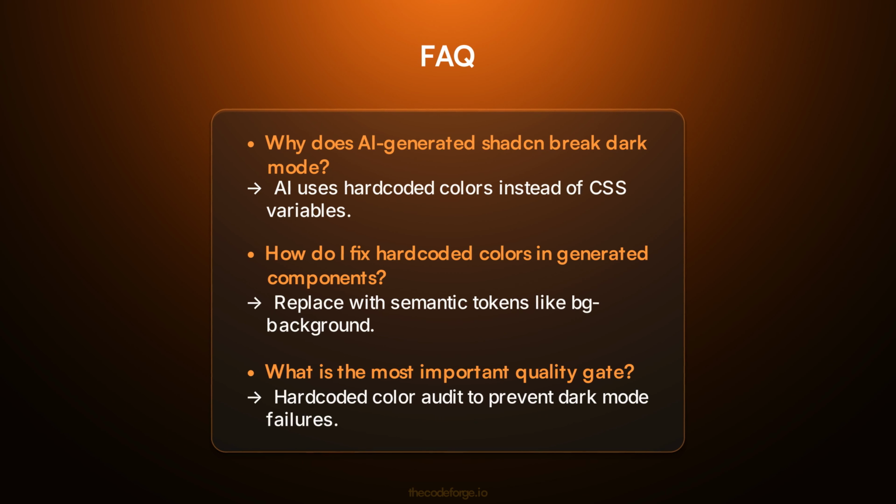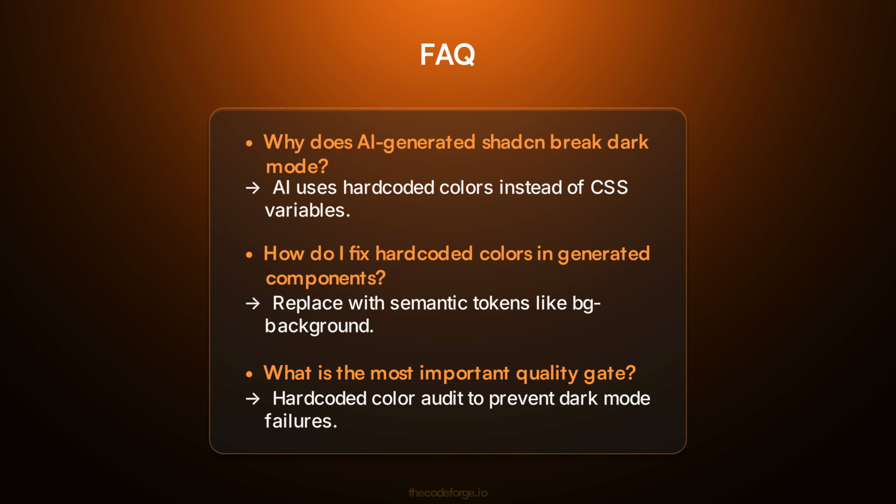And a few frequently asked questions. Why does AI-generated Shadcn break dark mode? AI uses hard-coded colors instead of CSS variables. How do I fix hard-coded colors in generated components? Replace with semantic tokens like bg-background. What is the most important quality gate? Hard-coded color audit to prevent dark mode failures.